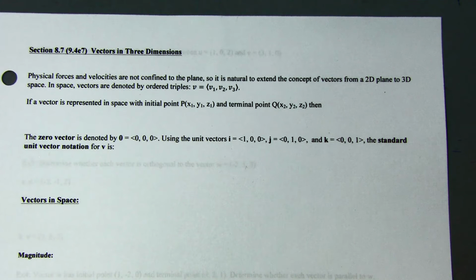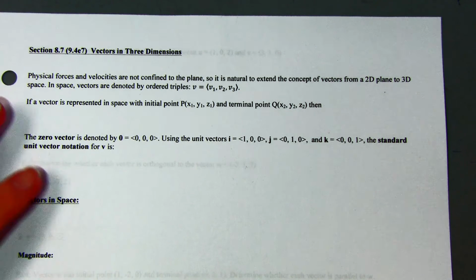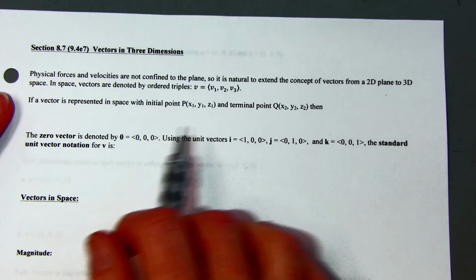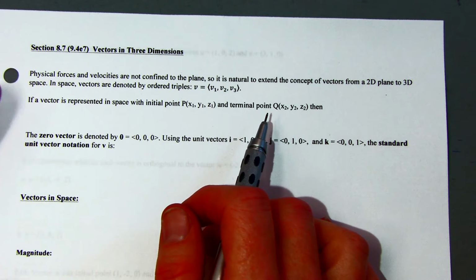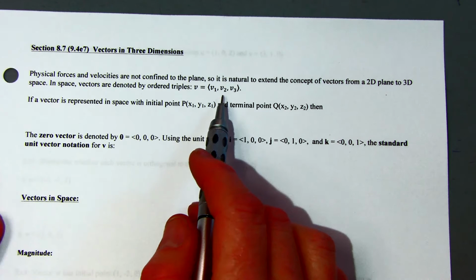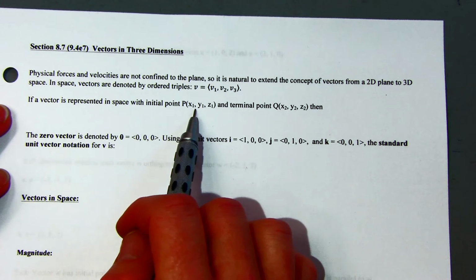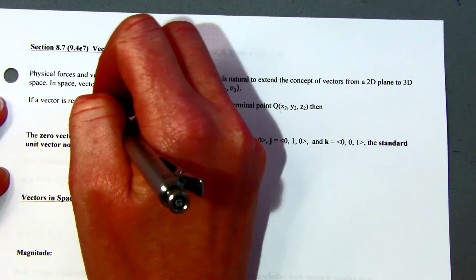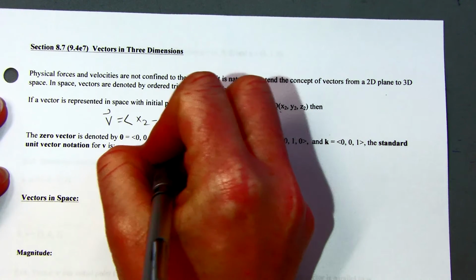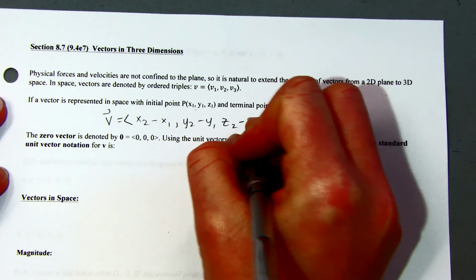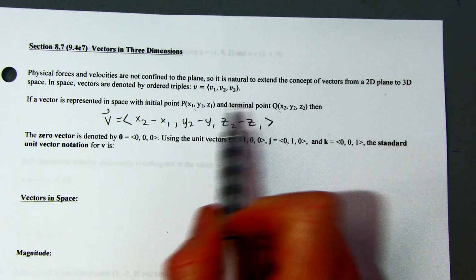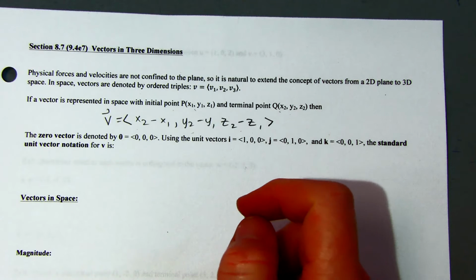Now that you understand how 3-dimensional space works, let's talk about how we see vectors in 3 dimensions. Oftentimes, physical forces and velocities are not confined just to the plane, so it's natural to extend vectors from 2D into 3D space. We use ordered triples to represent the components of our vectors. If we have an initial point x1, y1, z1, and a terminal point x2, y2, z2, then we can represent the vector as x2 minus x1, y2 minus y1, and z2 minus z1. So given an initial point and a terminal point, you can just find each of the individual components of your 3D vector.